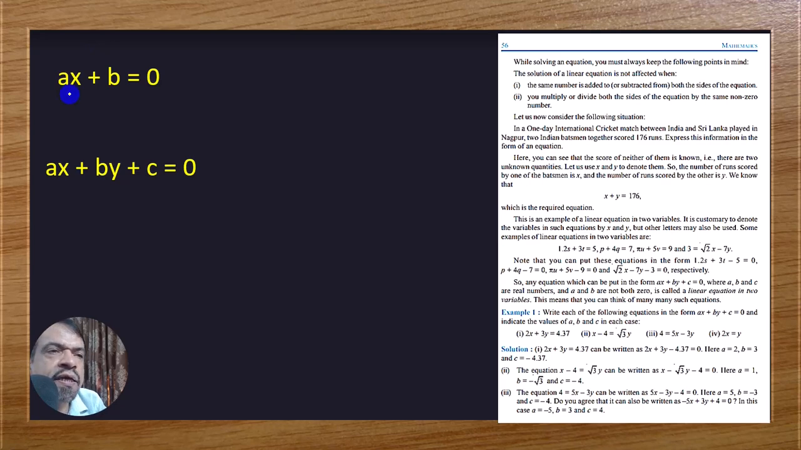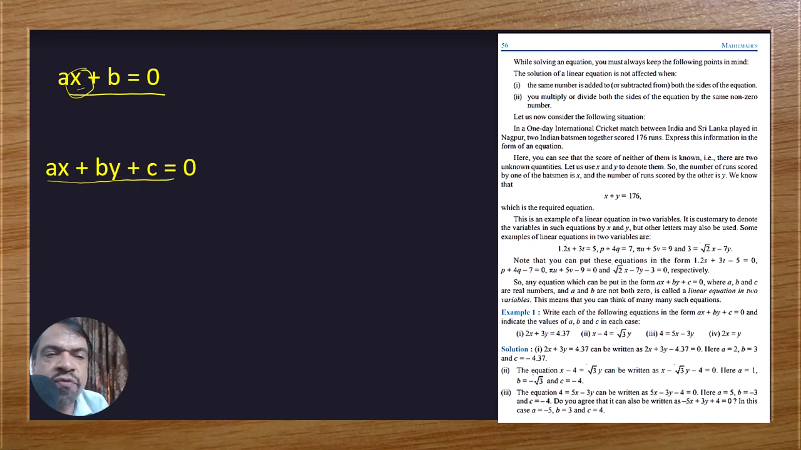See student, ax plus b is equal to 0. This is a linear equation in one variable. A and b are two constants and x is a variable. So it is a linear equation in one variable. This is another linear equation, in two variables: ax plus by plus c is equal to 0. A, B, C are constants, x and y are two variables.